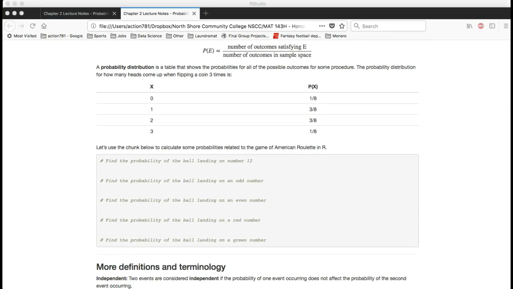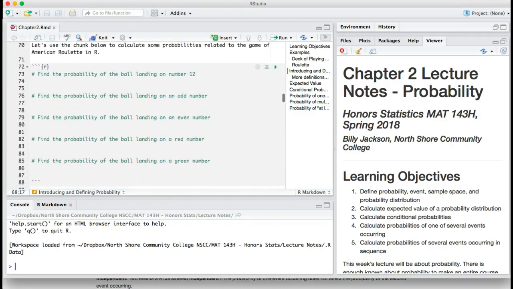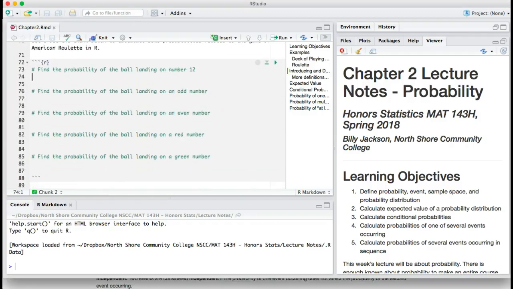Now let's calculate some probabilities related to the game of American Roulette in R. So going into my R Markdown file, I want to find the probability of the ball landing on the number 12. Well, there's only one number 12 on the roulette wheel, and there are 38 possible slots if you look back at the picture of the wheel. So the probability is 1 out of 38.